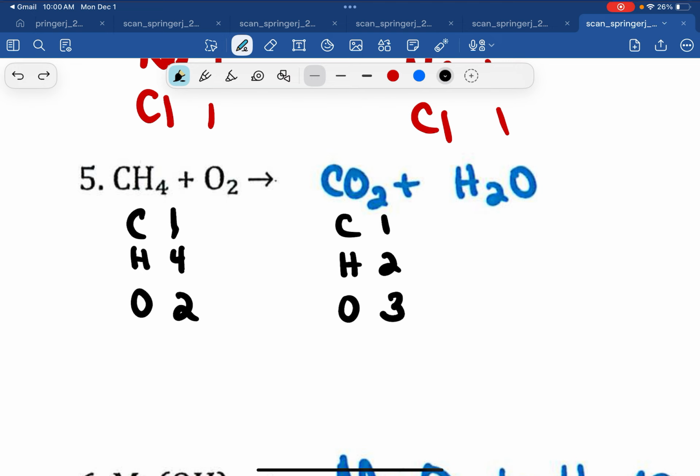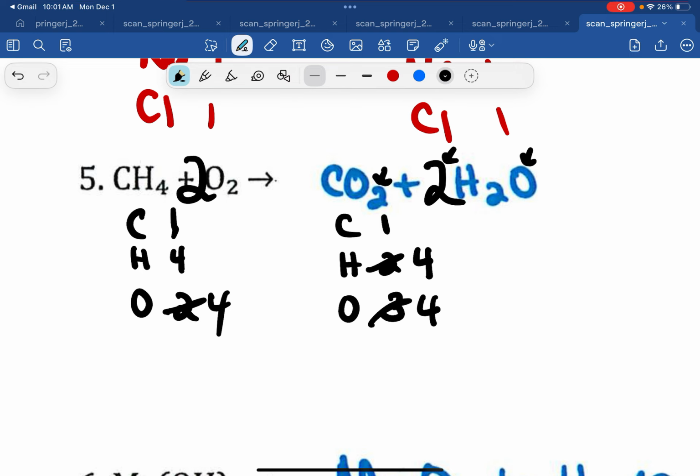I got 4 on the left, only 2 on the right, so I need to throw a big 2 in right there. Change that to a 4. Now that makes my oxygen also 4, right? Because there's 2 there, and there's 2 H2Os, so that makes it 4. So now carbon's good, hydrogen's good, oxygen's messed up, but now it needs to go from 2 to a 4, so I just need to put a big 2 there, and that equation is balanced.